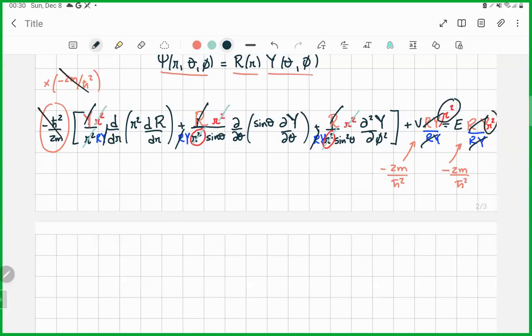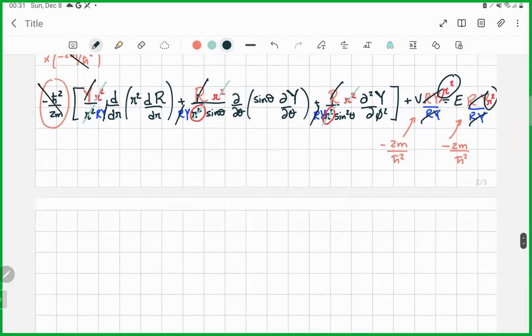Okay, so now let's organize this mess that we have here, right? So the first term, the term that depends only on the radius, what survived there? Well, we have the function of r here.